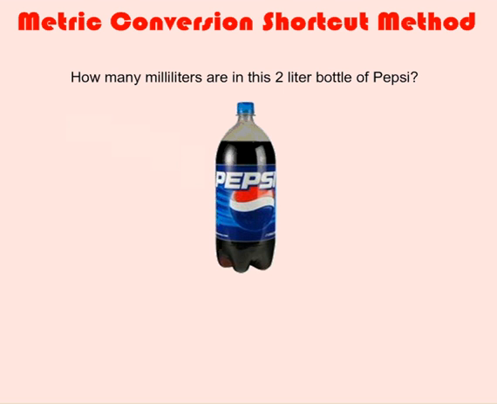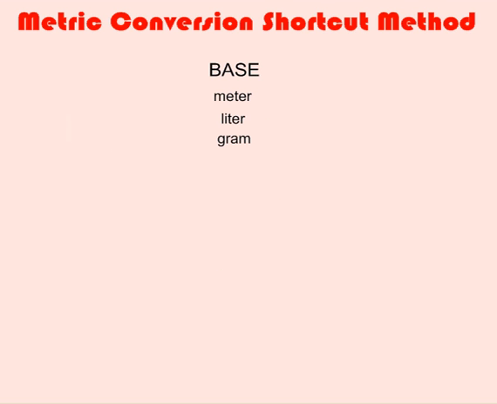In order to convert from liters to milliliters, we need to be able to understand some things about the metric system. First of all, the metric system has 3 base units. These are the units without any prefixes in front of them. They're just the base units. So we have meters, liters, and grams. Meter would be length, liter would be volume, and gram would be mass. Now in this problem, we're going from liters to milliliters, so we'd be measuring volume, which is going to be in liters.